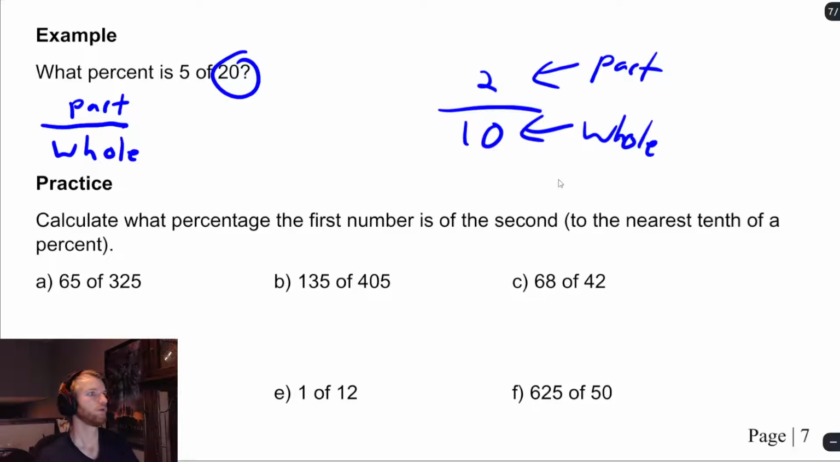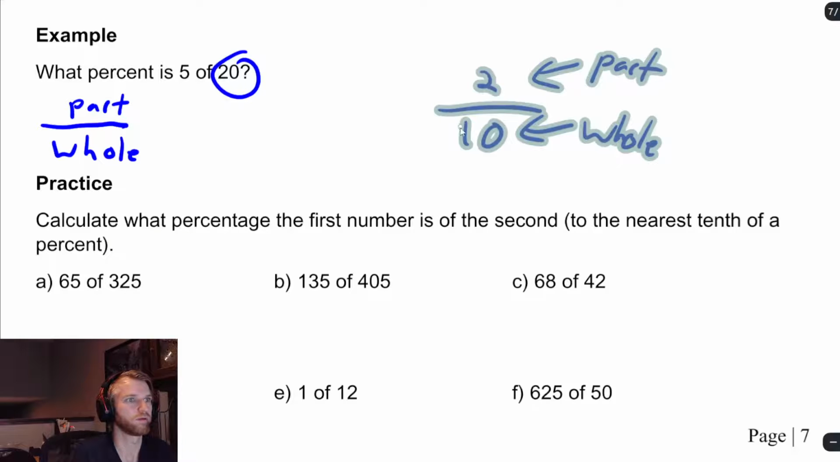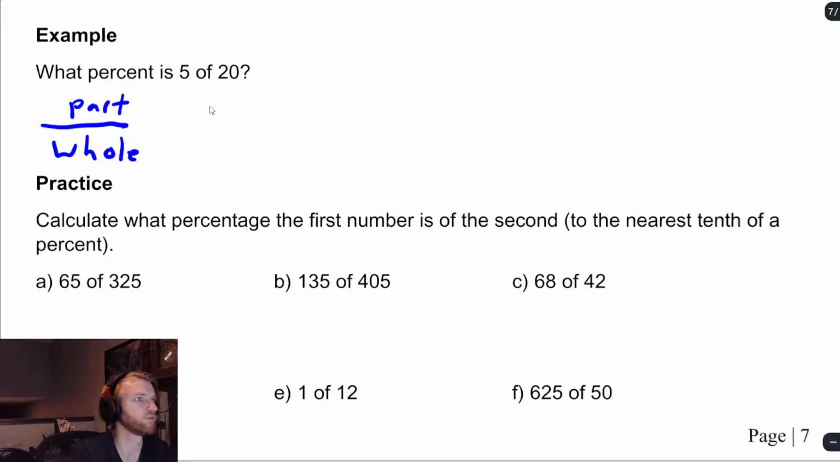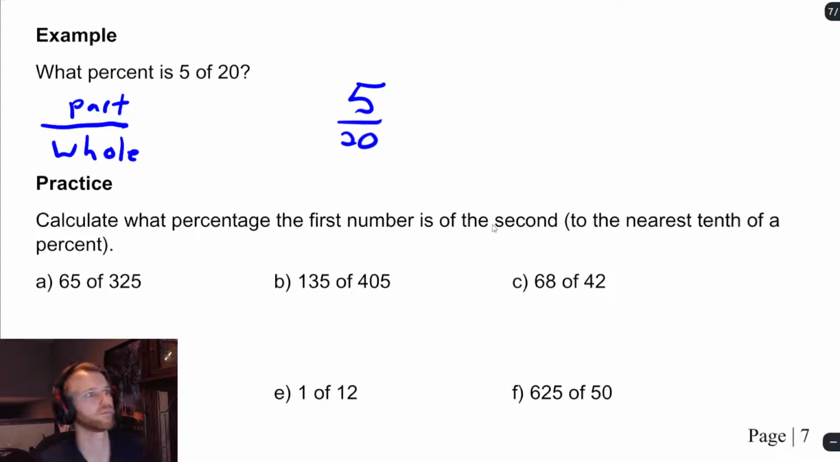Okay, so now that we've remembered about fractions, what percent is 5 of 20? Well, first we're going to say 5 divided by 20, just like we were doing before, and that's going to give us a decimal. So this is our part and our whole. Parts on the top, wholes on the bottom. And that in your calculator is going to be 0.25.